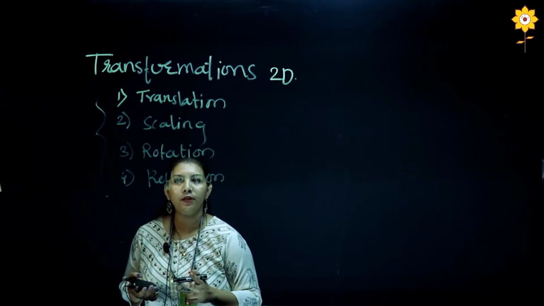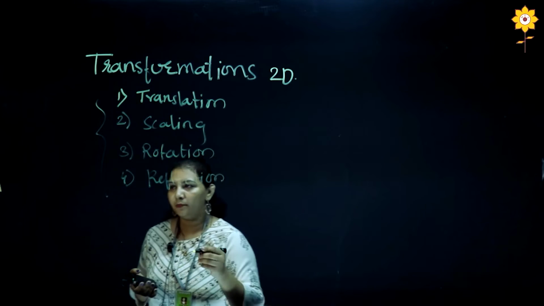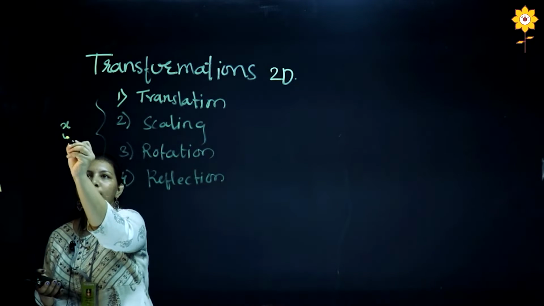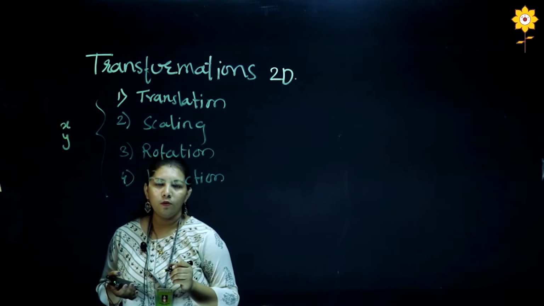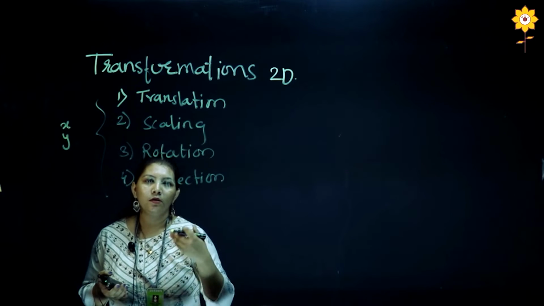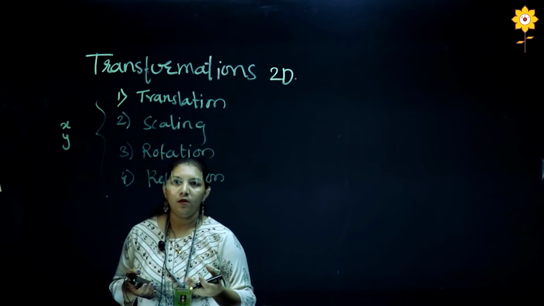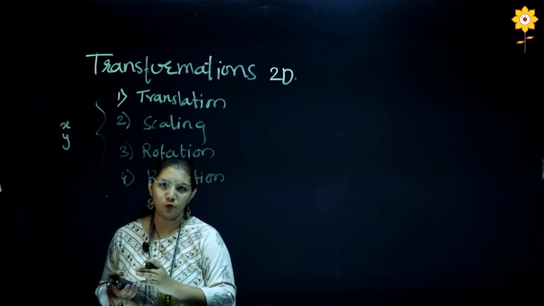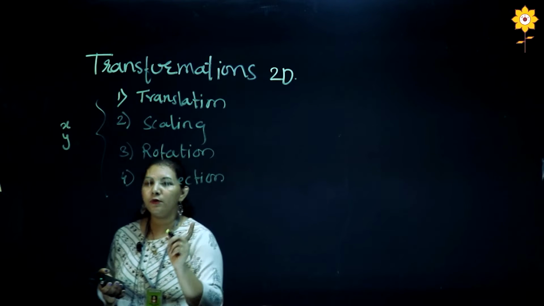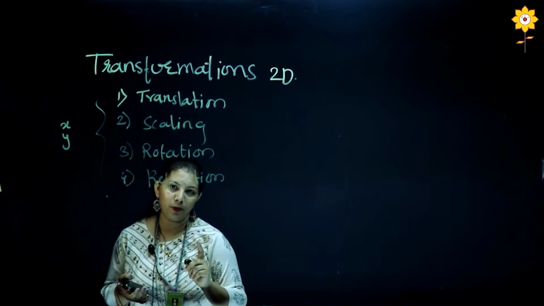Whenever we talk about the two-dimensional object, there are two different axes or two different coordinate systems for which we are taking up the value. Those two coordinate systems are x and y. Whenever we have to transform any object, we are supposed to have these two values with us. First we will discuss translation transformation over here.